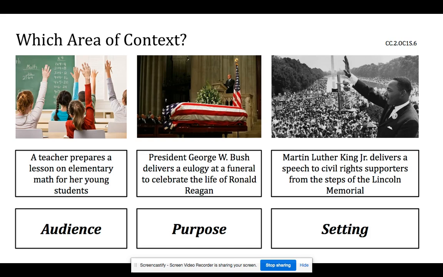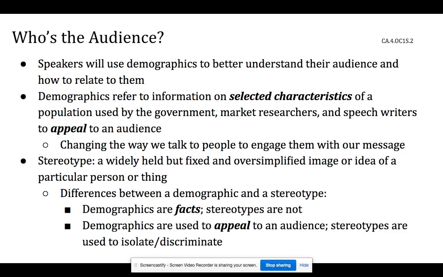A shorter video. Wahoo! So, who is the audience? This is our second area of context. Speakers will use something called demographics to better understand their audience and how to relate to them.